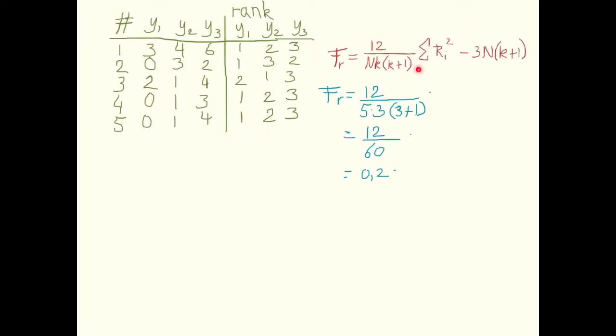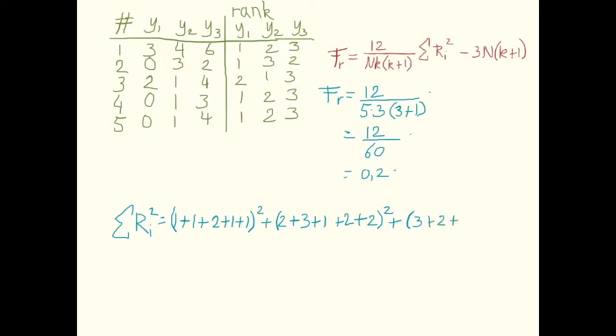Then we need the sum of squared ranks, and this requires the sum of ranks. Add up all ranks of the first measurement moment, Y1: 1 plus 1 plus 2 plus 1 plus 1 will be 6. For the second measurement moment, Y2, this will be 2 plus 3 plus 1 plus 2 plus 2, which is 10. And for the third measurement moment, Y3, the sum of ranks equals 14.